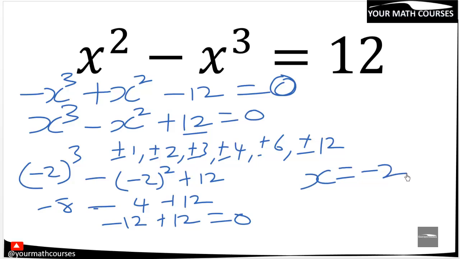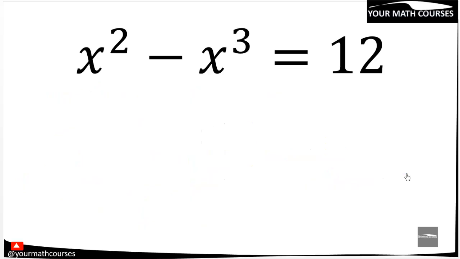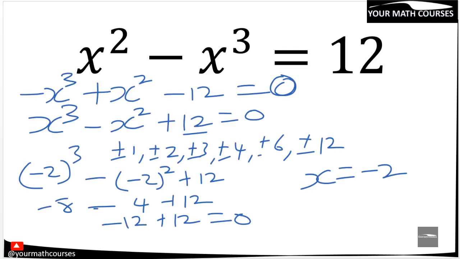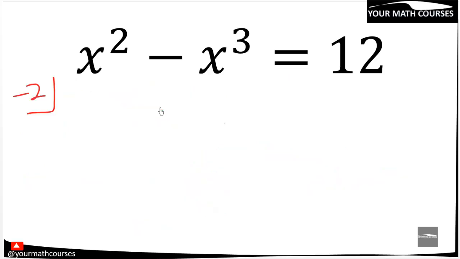To find the other roots, what we have to do is divide. We can do synthetic division. So let's do the synthetic division. With synthetic division, we put the negative 2 here, and we write the coefficients of the polynomial, which is 1, negative 1, 0, because there's no x term, then positive 12.